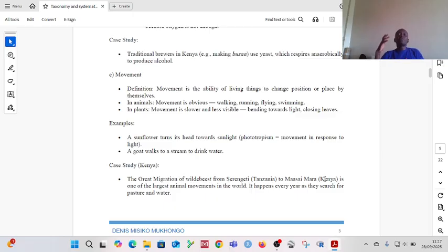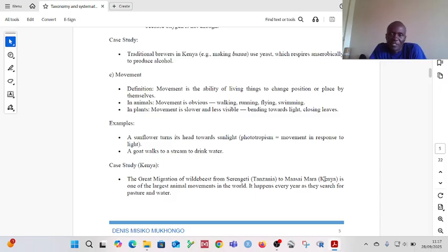So in animals, movement is obvious because you move all the time. Unaamka asubuhi, unatoka kwa room, unaenda kama unaenda kununua kitu kwa duka, that is movement. In plants, on the other hand, the movement is slower and less visible. But still, movement also happens in plants. The type of movement we are talking about in plants can be things like when the plant is bending either towards light, is bending towards water, or is closing leaves in response to a particular stimuli. Okay?